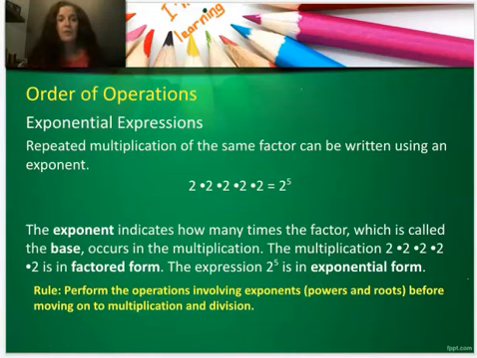Sometimes you also run into exponential expressions in an order of operations problem. This is just a flashback reminder of what it means. So 2 times 2 times 2 times 2 times 2 is the same as 2 to the 5th. And our rule with order of operations is we're going to do our exponents, which would include powers and roots, before we're going to go on to multiplication or division.